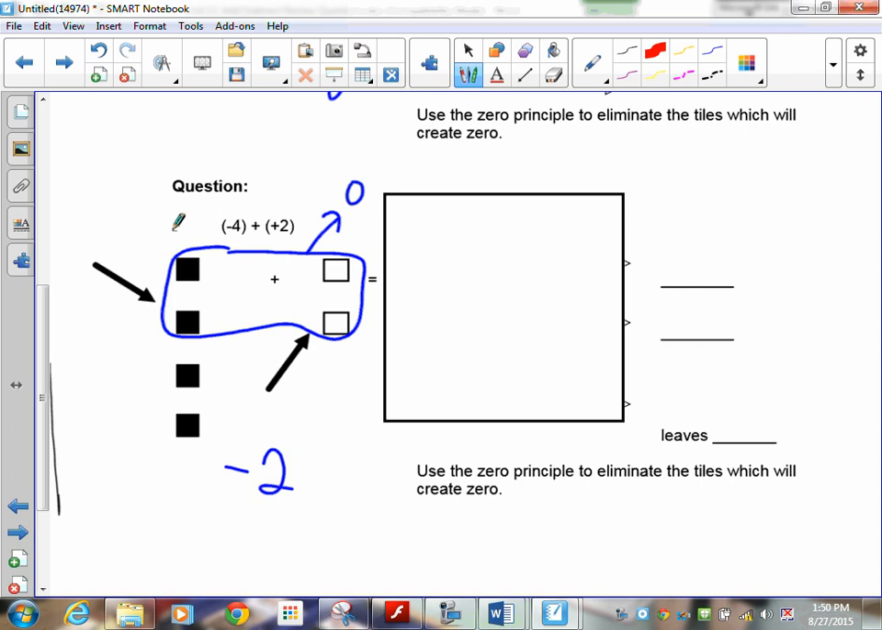So, how do I mark this? Did you draw negative 4? Did you draw positive 2? Did you cancel? And did you find out what's left over? This here must be written down. Sometimes I give a mark for it. Sometimes I don't. But in a math class, you always write down the question.